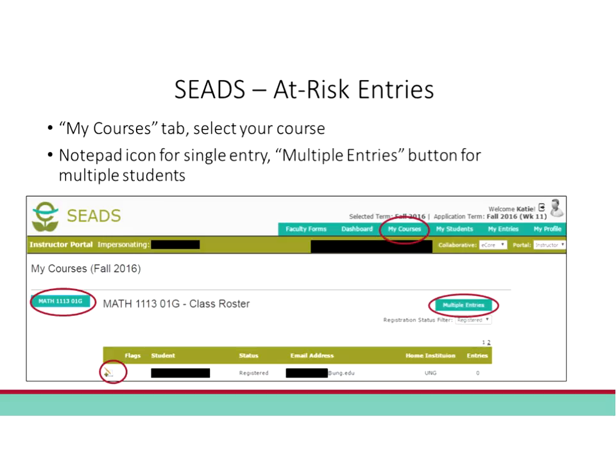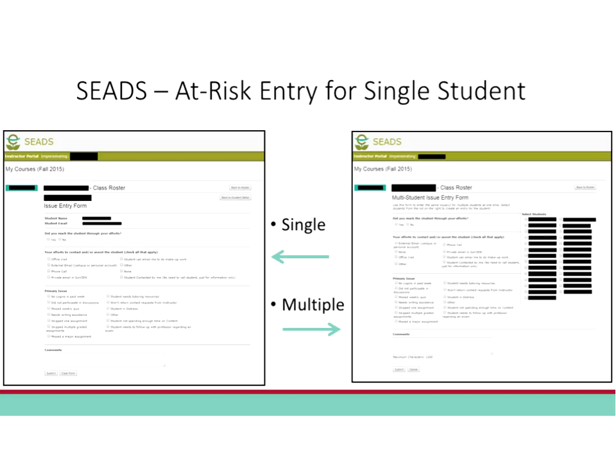And if you wanted to complete multiple entries, maybe you have 5 students that didn't complete one quiz, you would do the multiple entries button there. On the next slide, we'll show you the difference between the two. On the left-hand side, that's what it looks like when you click on just a single entry, the notepad. That's what the form will look like. On the right-hand side, it looks the same, except you have the list of students there on the right, and you can check off the students that you want to complete.